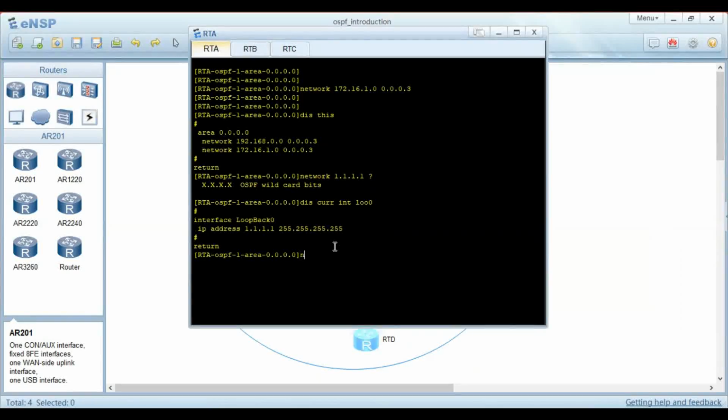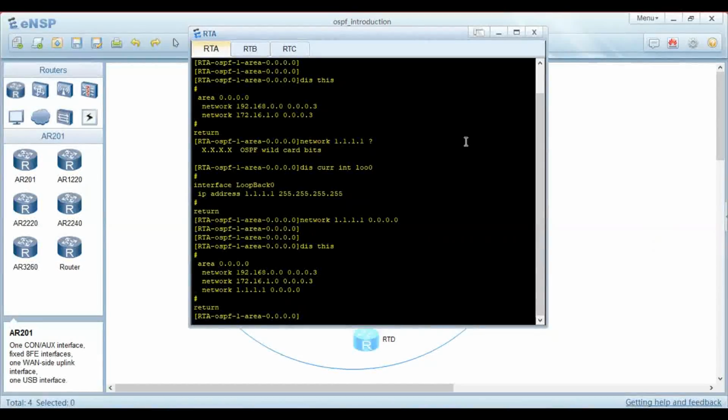Okay, so we put network 1.1.1.1 as our target network, and the wildcard mask is 0.0.0.0 because in the mask, everything is 1. So we convert that, the inverse will be 0 for all of them, and if we convert back to decimal, there will be 0.0.0.0. So if we display this, you now see we have our network.